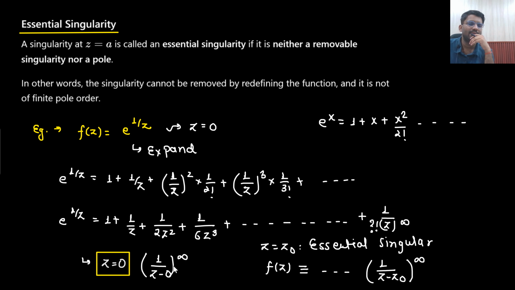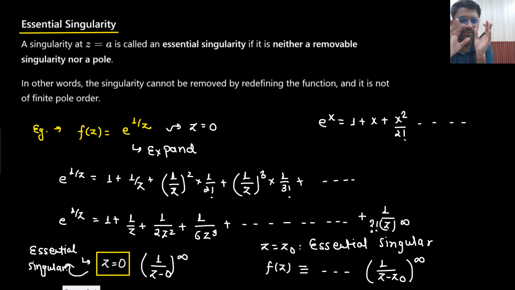Right? That means z equals 0 will be known as essential pole. Is that understandable to you or not? Essential pole, I should not say essential pole, I should say essential singularity. Essential singularity. Is that understandable or not? Let me repeat it again.